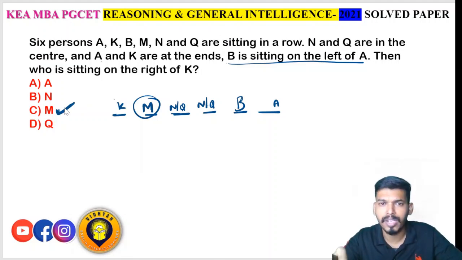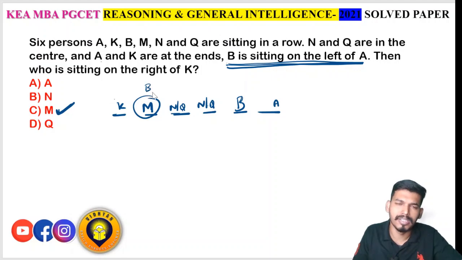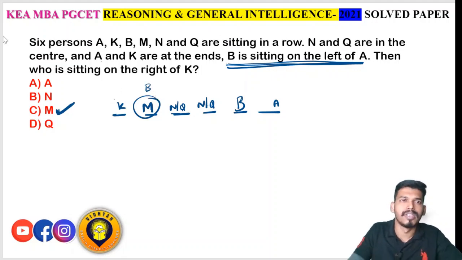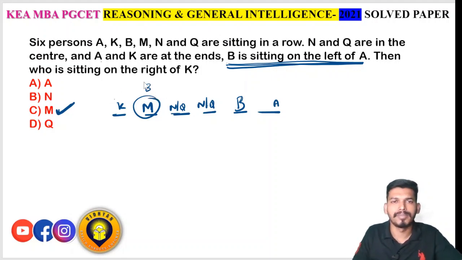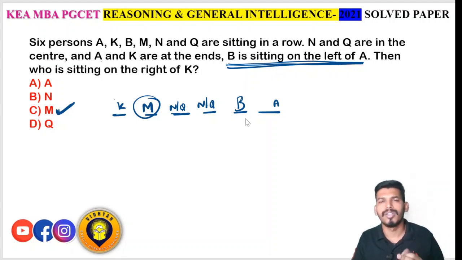Here they should actually mention clearly that B is sitting on the immediate left of A, because if I place B here, this is also left of A only, right? If they put it like that, you cannot get the answer. So you have to consider it as B sitting immediate left of A, then you will get the place for M. So M comes to the immediate right of K.